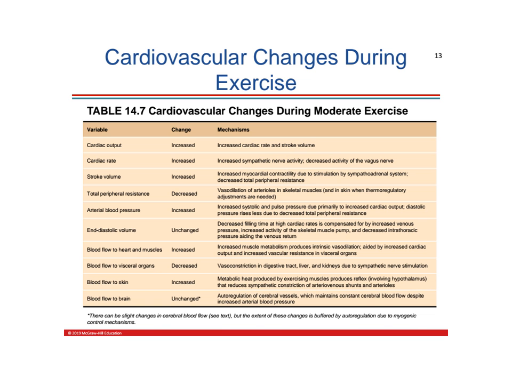This table summarizes some of the things we've talked about that occur during moderate exercise. Cardiac output increases due to increased cardiac rate and stroke volume. Cardiac rate increases because of increased sympathetic nerve activity and decreased activity of the vagus nerve, which of course contains the parasympathetic fibers. Stroke volume increases. This is due to increased myocardial contractility, due to stimulation of the sympathoadrenal system. It also may increase due to increased venous return, which isn't here in this chart. And there's also a decrease in total peripheral resistance.